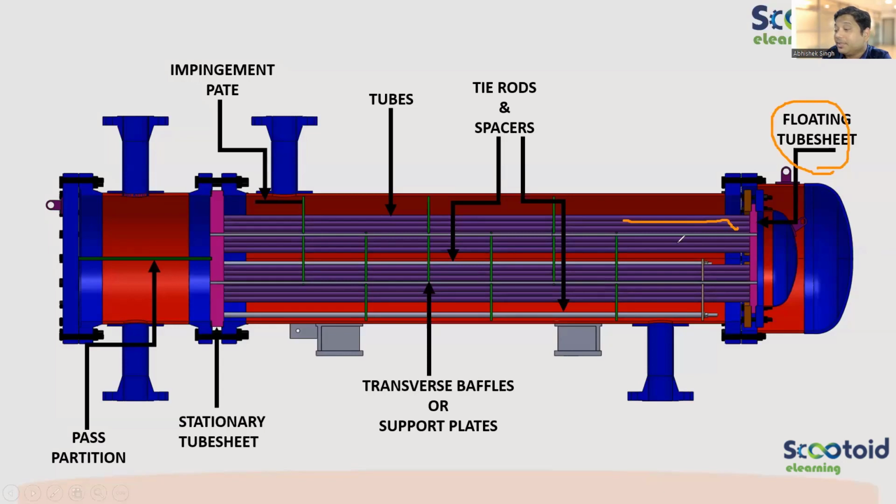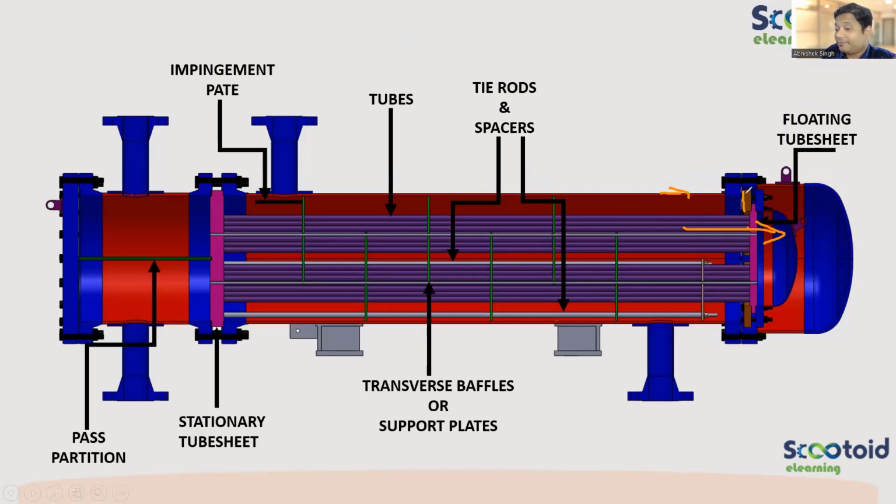If it had been a fixed type, here you would have a tube sheet, so tubes would be connected with that. In this case, it is floating. Floating means it has to be detached from the shell so that both can have thermal expansion separately, so that there won't be a difference of thermal expansion. So how is it achieved?